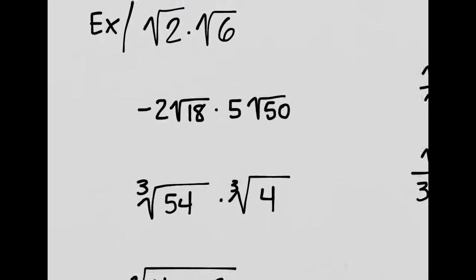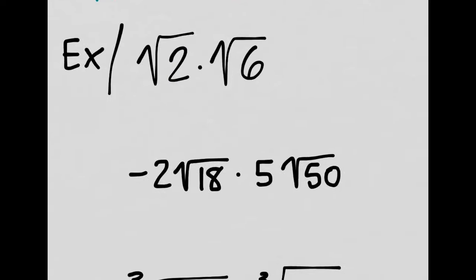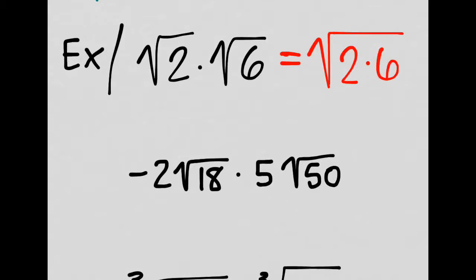This is a little bit easier. Let's zoom in here. If we had the square root of 2 times the square root of 6, first thing to do is look. Do I have the same number, or no number, here? Yeah, they're both square roots, so I can combine these. This is the same as the square root of 2 times 6, which we know is 12, so it's the square root of 12.